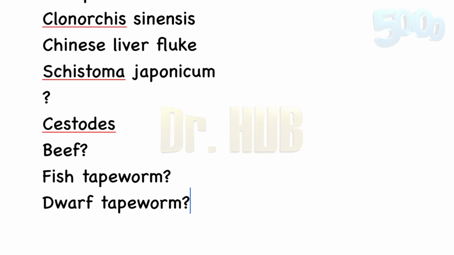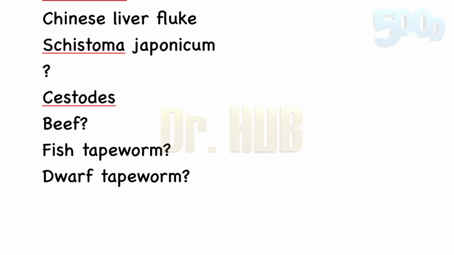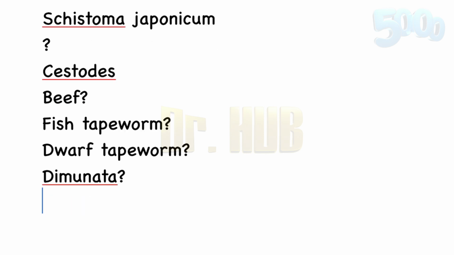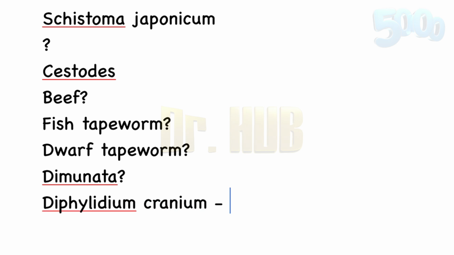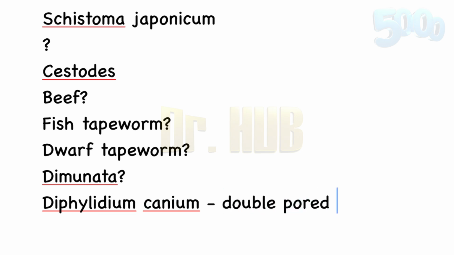The dwarf tapeworm is nothing but H. nana. Now Hymenolepis diminuta is the rat tapeworm. All these come under the cestodes. Then moving on to Dipylidium caninum, the double pored dog tapeworm.